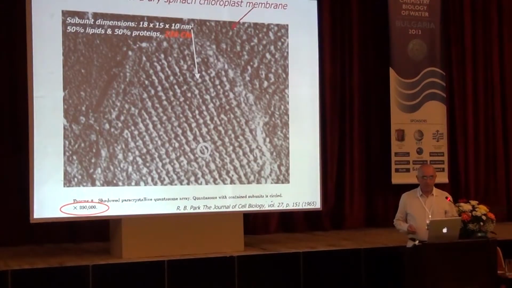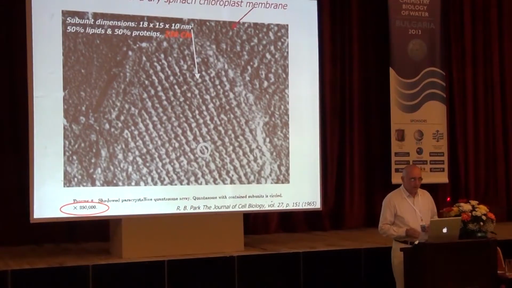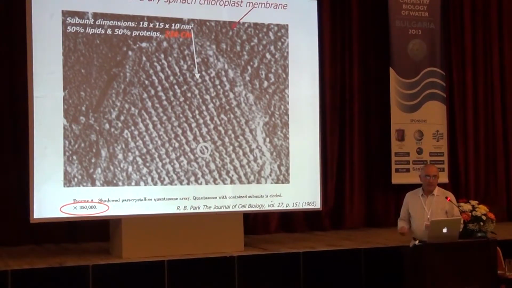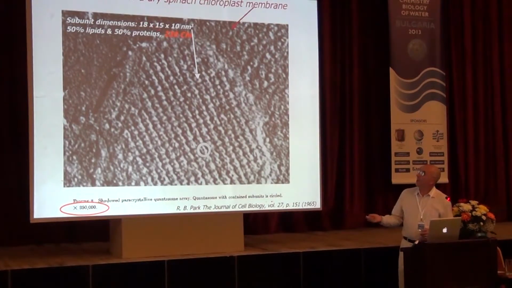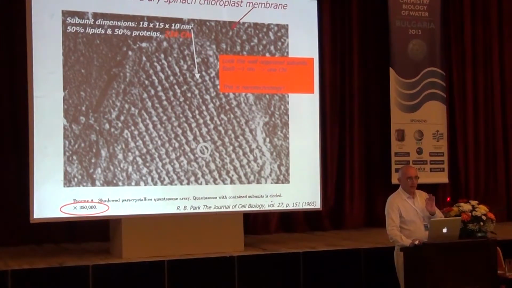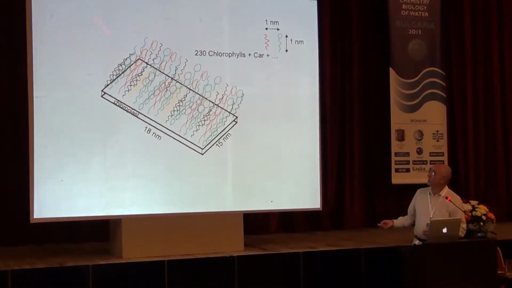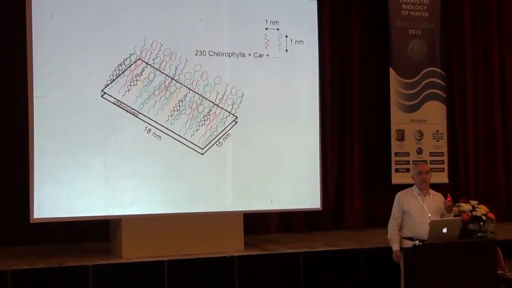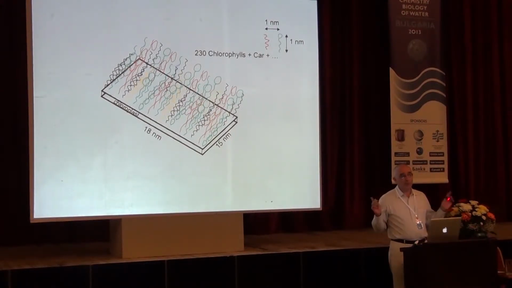This is another picture of a leaf where I will take this rectangular piece here and talk about it. The dimensions here are 18 by 15 nanometers. If I take this and count the number of proteins inside it, I get to the conclusion that I have something like this. So I have this quantity of chlorophylls plus carotene, and they are separated by about 1 nanometer.